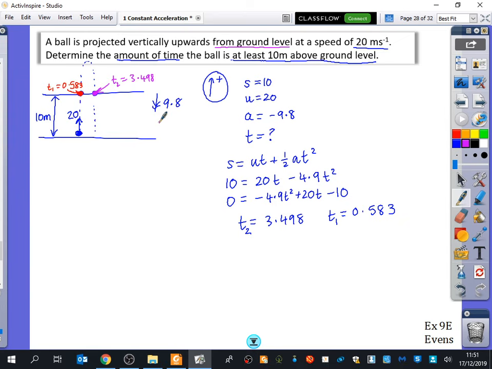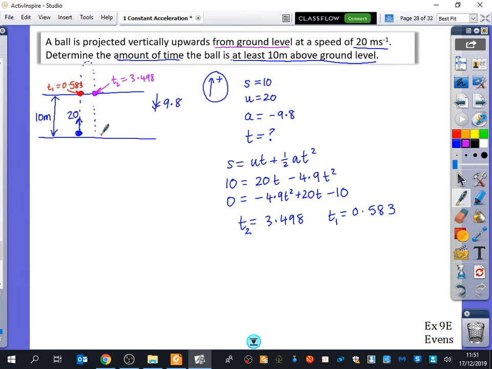Good, yeah. So just to think about what the times are in this particular situation, the time when it is here is 0, and it's like a clock that's running. It takes 0.583 seconds to get here. The time is still going on. When it gets to here, the timer now says 3.498, and then it's going to take a bit more time for it to get here.